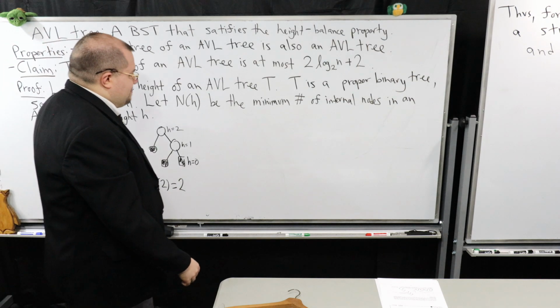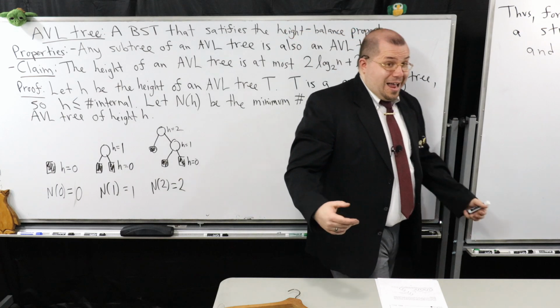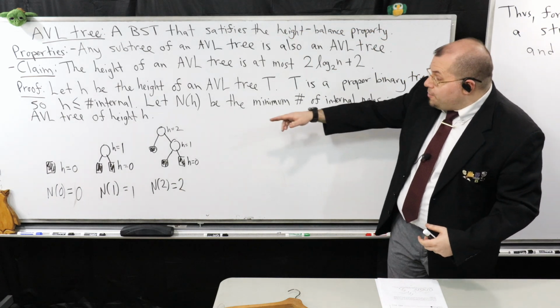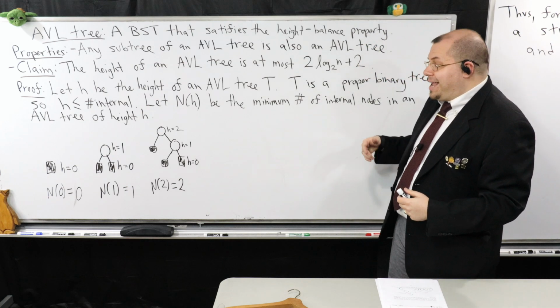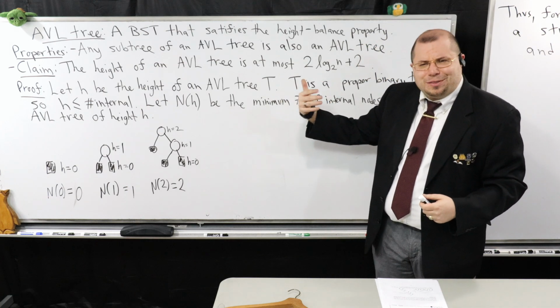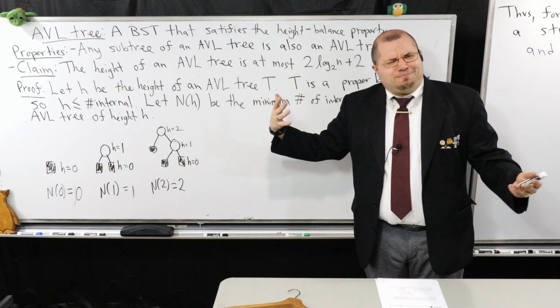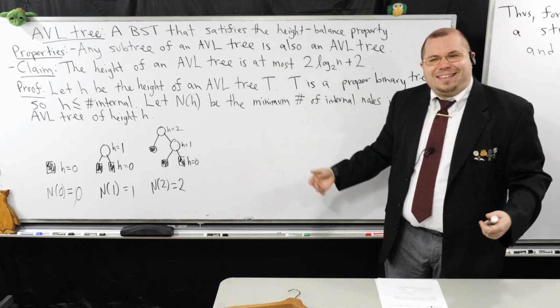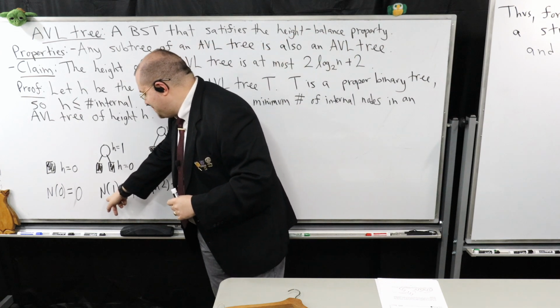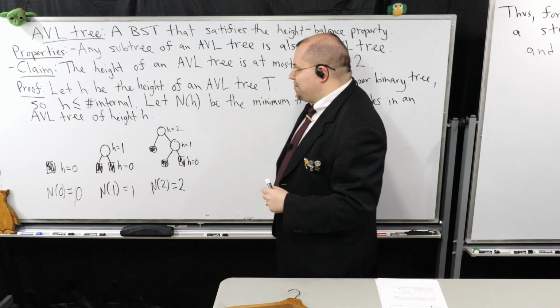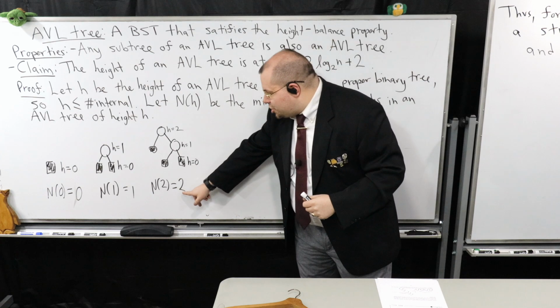Notice here that this is the case because I have an AVL tree of height 1. Simply having one internal node suffices to do this. I can't have any less, otherwise I'm going to end up with just leaf nodes that don't connect to anything. I need at least one ancestor to make this work. That's why n of 1 is 1. n of 2 is 2.